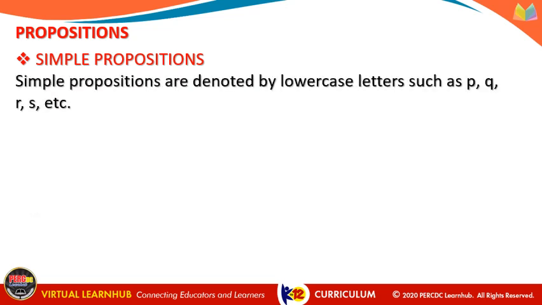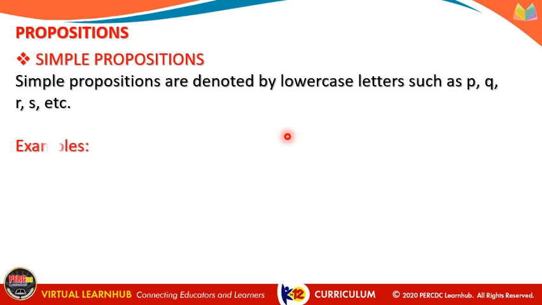Let us move on. Simple propositions are denoted by lowercase letters such as P, Q, R, S, and so on. Usually, in logic, the commonly used representations for simple propositions are P, Q, R, and S. But of course, you can use other letters if you want. Propositions are denoted by lowercase letters just to make things simpler.